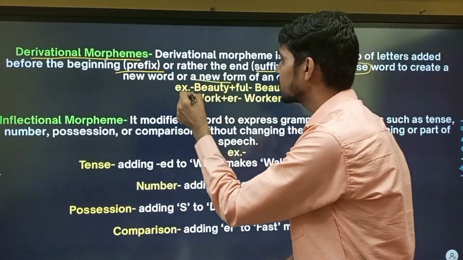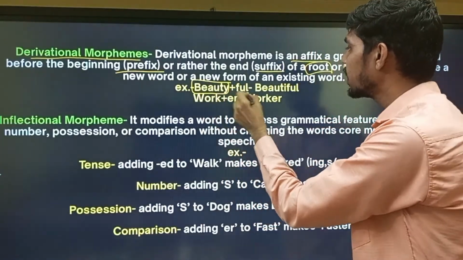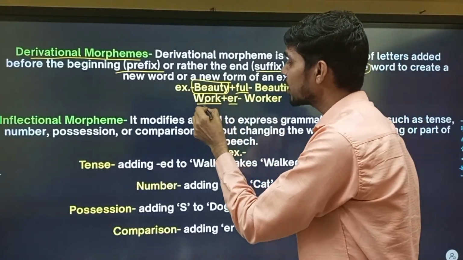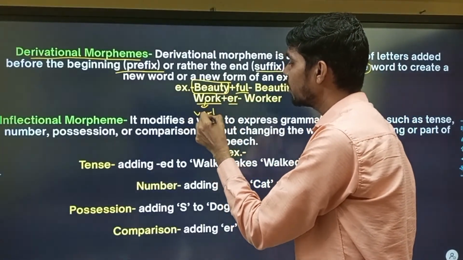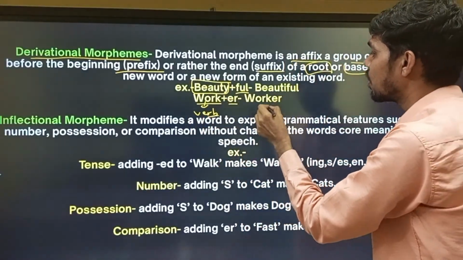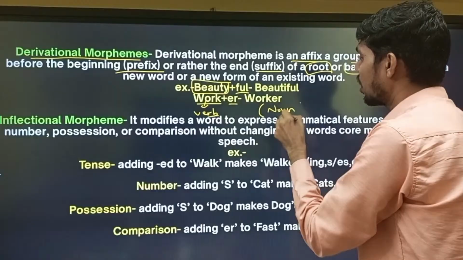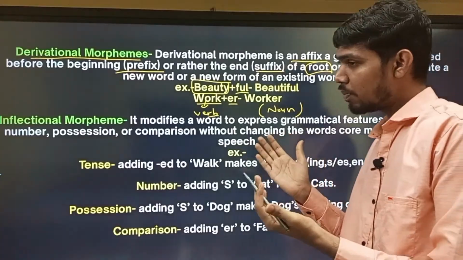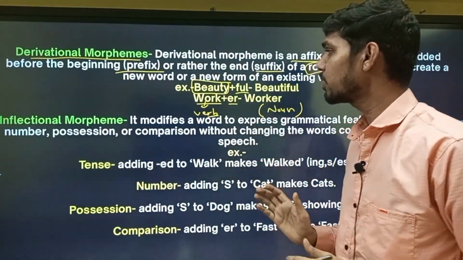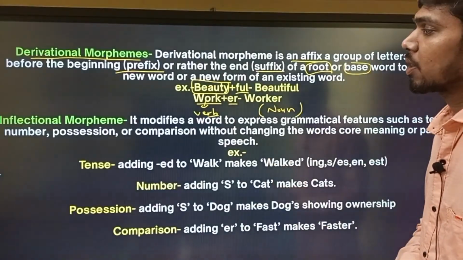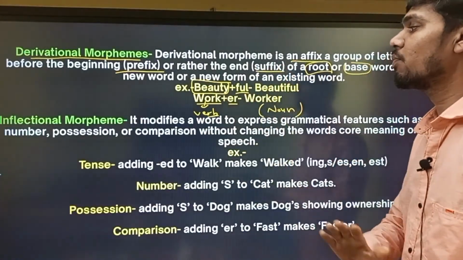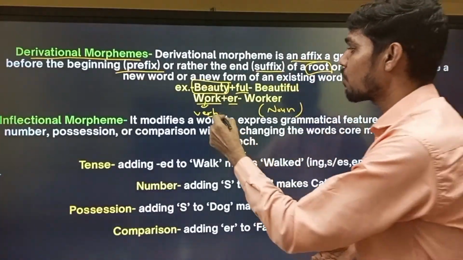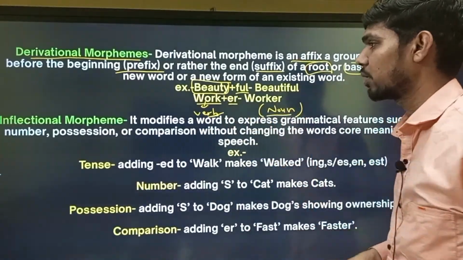For example, there is beauty and we add ful, it becomes beautiful. And there is work and we add er, then it becomes worker. So work is a verb here, and when we add er to this verb, it becomes a noun. That is the special characteristic of the derivational morpheme. A derivational morpheme can make a verb into a noun, and vice versa, right? So it has the power to change the form of the word. That's why it is called a derivational morpheme. We can derive a noun from a verb, right?